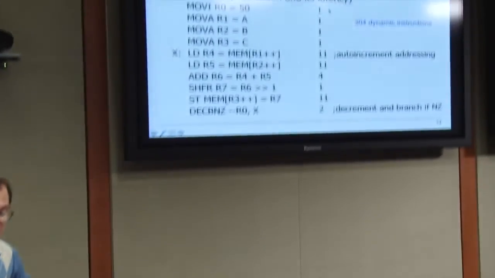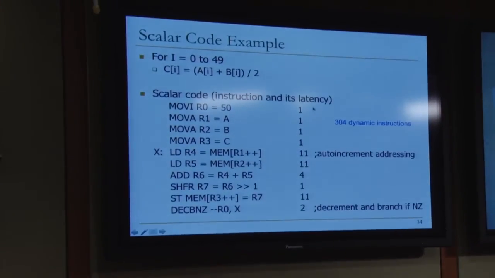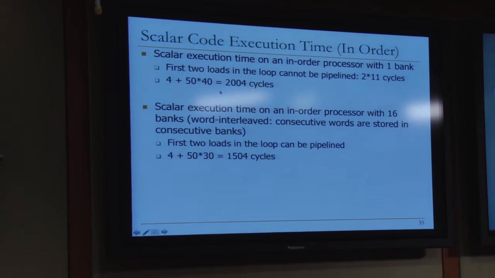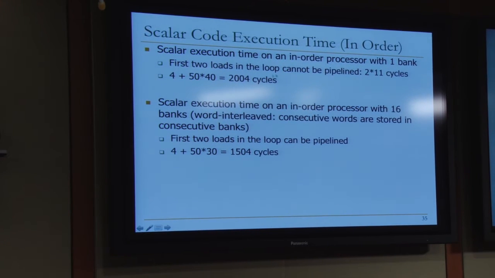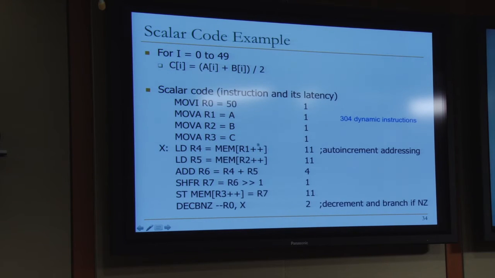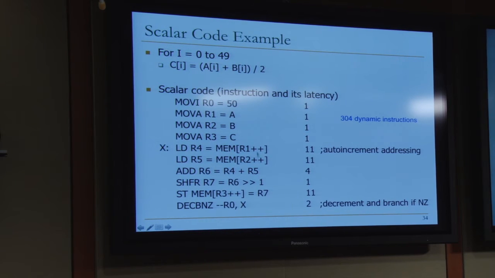Each operation takes 40, each loop iteration takes 40 cycles, and you have 50 of these loop iterations, and then you have four more cycles over here. 2004 cycles, okay? That's in-order processing with one bank. Even though these two are independent, they're not accessing the same memory location, as long as you can determine that, because you have one bank, you cannot actually start them in parallel.